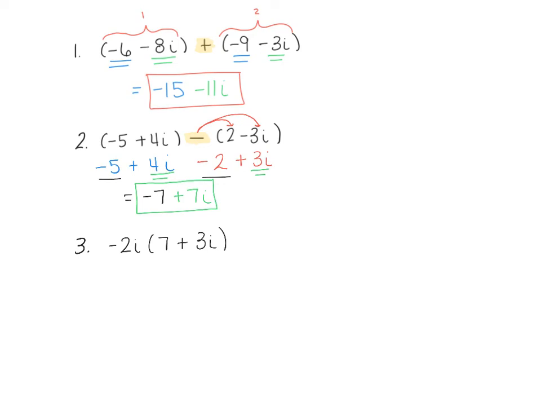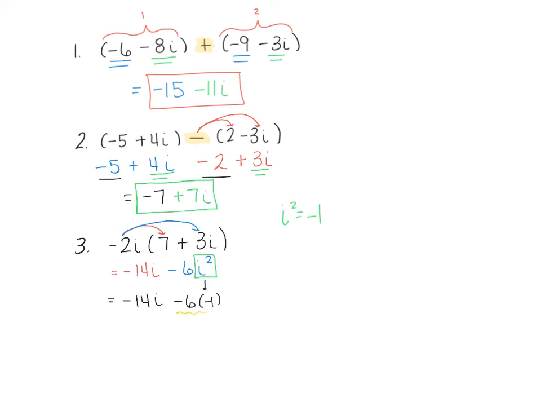Next, let's look at a multiplication problem where we have to distribute. We're going to start by distributing the -2i to the 7, so we're going to multiply. That gives us -14i. And then we'll multiply -2i times +3i, which gives us -6i squared. Now remember, we talked at the very beginning of the video that i squared is equal to -1. So anytime we see an i squared, we can replace it with a -1. Everything else will stay the same, but we will replace that i squared with -1.